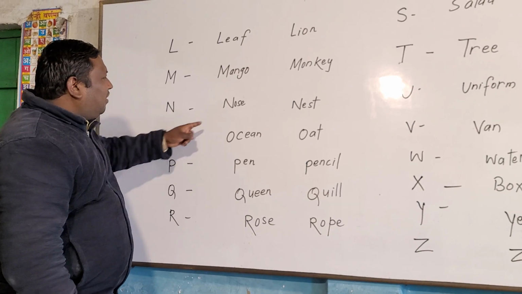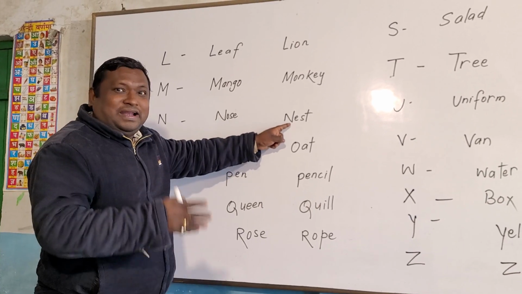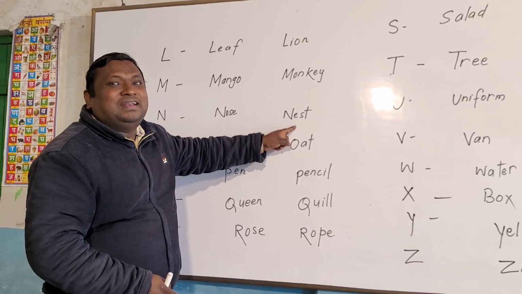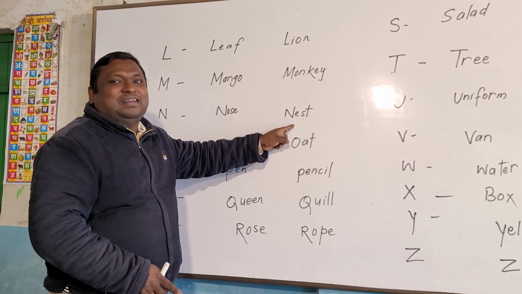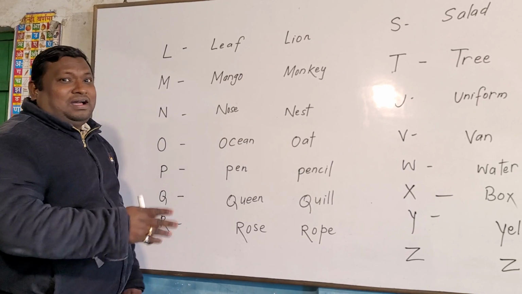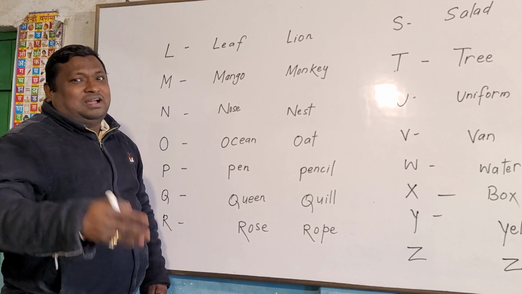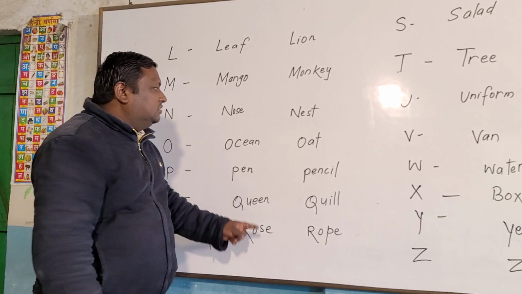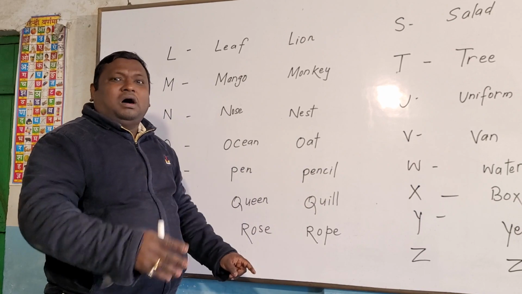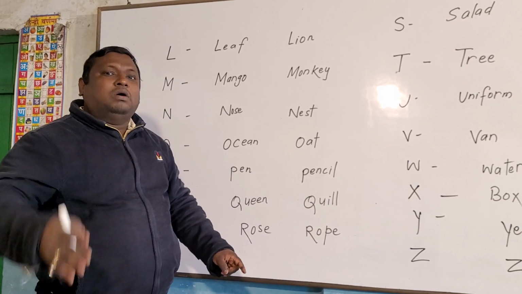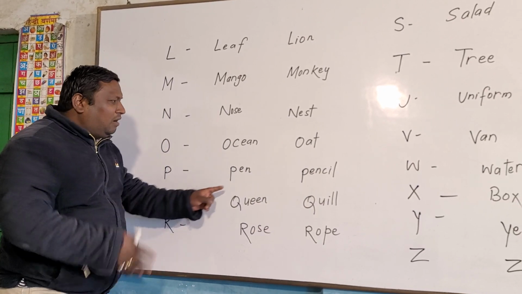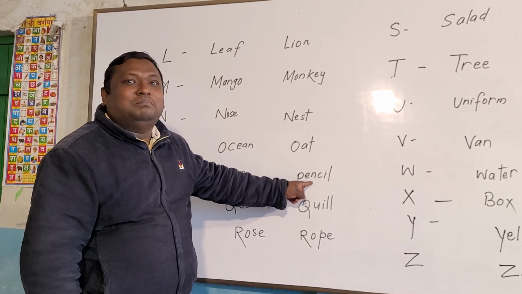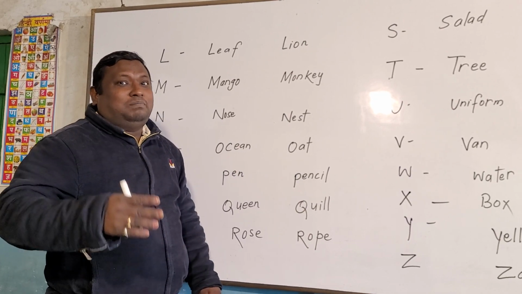N. N for nose. N for nest. N for nose and N for nest. Na, na, na. Na, na, na. Na na na na na na nati. O, O for ocean, O for oat. O O O, O O O. P for pen and P for pencil. P P P, P P P, P P Papa.